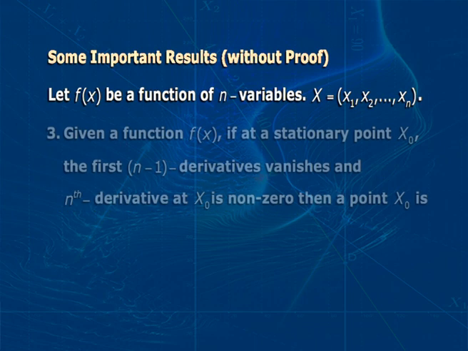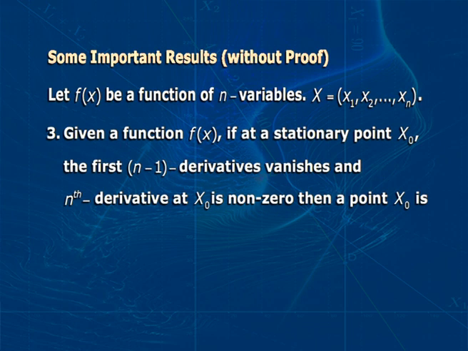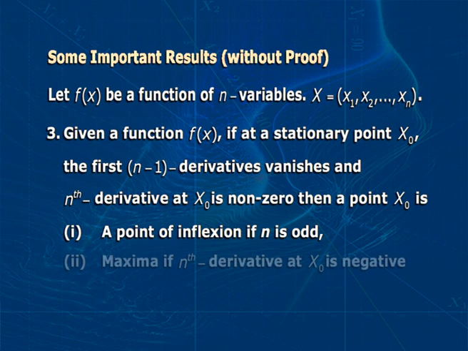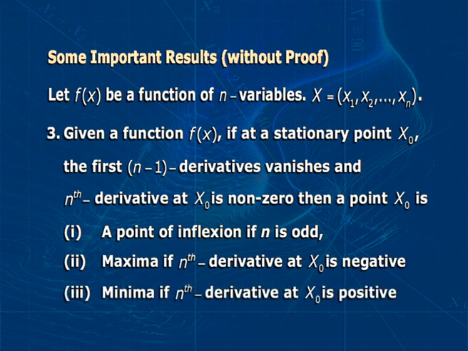In that case, we have number 3. Given a function f(x), if at a stationary point x0 the first n minus 1 derivatives vanish and the nth derivative at x0 is non-zero, then the point x0 is: number 1, an inflection point if n is odd; number 2, maxima if the nth order derivative at x0 is negative; number 3, minima if the nth order derivative at x0 is positive.